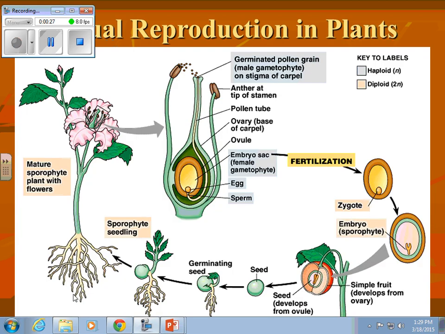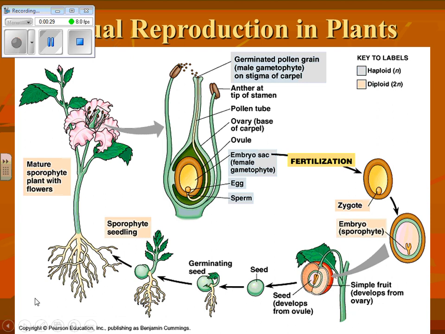I have a picture here of a flowering plant life cycle, and it starts from the pollen attaching to the female part of the plant. There's fertilization, there's a zygote, the embryo creates a seed, and then into a germinating plant, and then into a mature flowering plant which continues the life cycle once again. You should have the same diagram in your packet, and it should already be labeled.